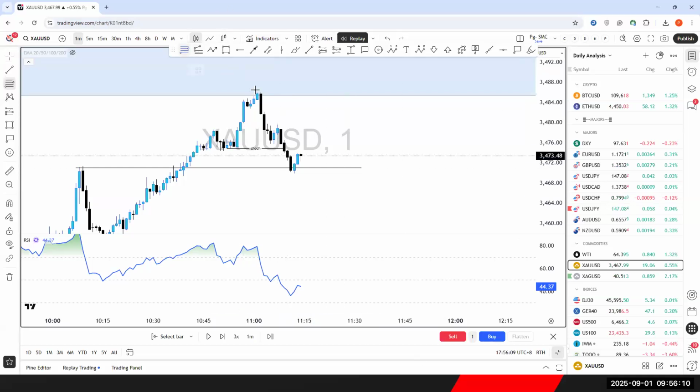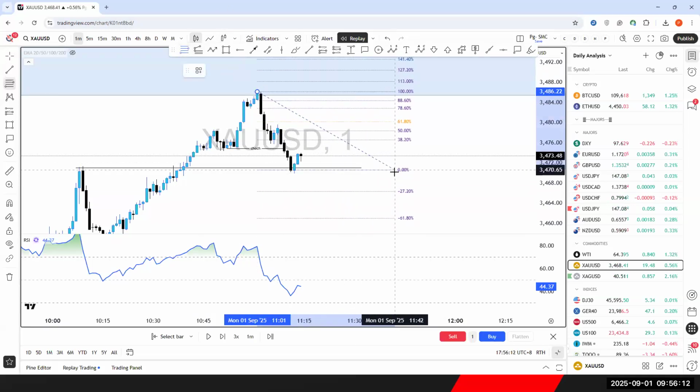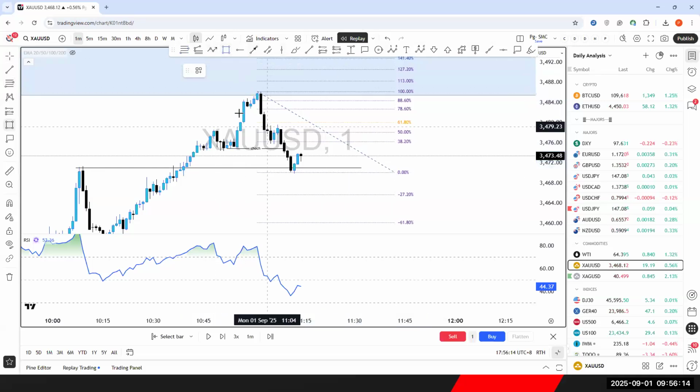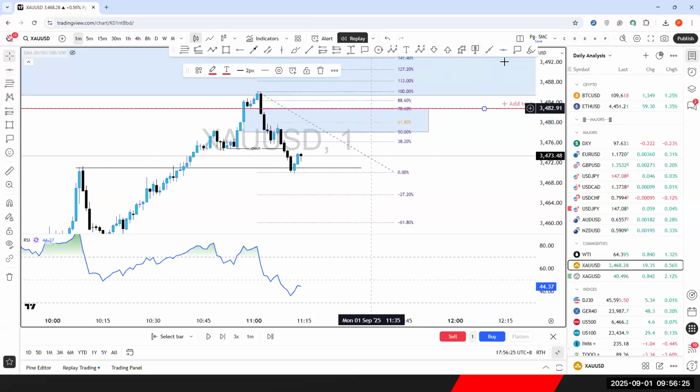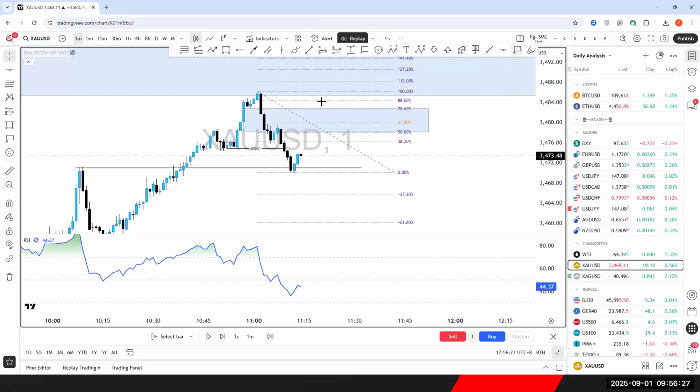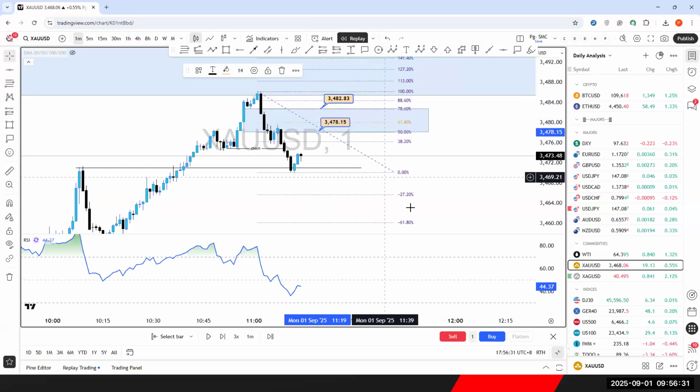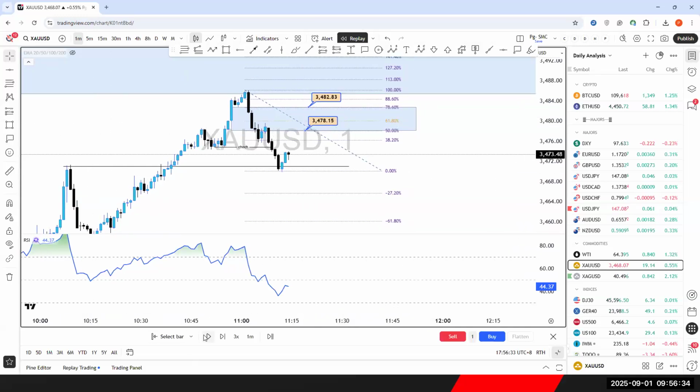Okay, so I wait for price to pull back somewhere around this. You can get from here 61 to 78.6. So if price pulls here, I'm gonna sell. Pull back one more time, I'm gonna sell for my second sell. Okay, you can see that price did not rise, so you need to be patient, right?